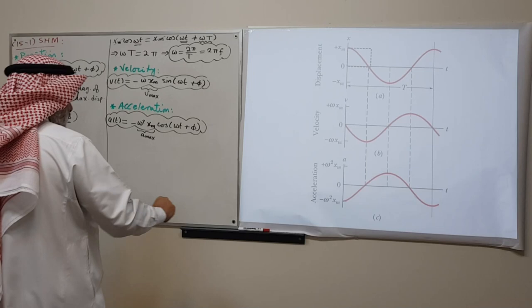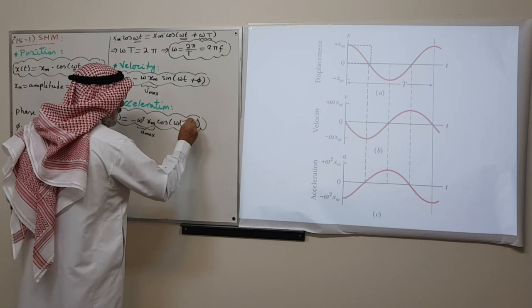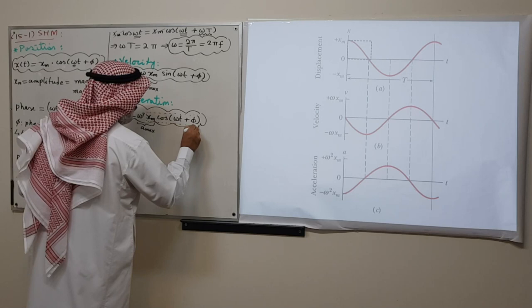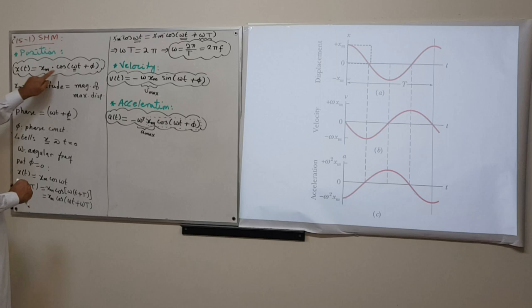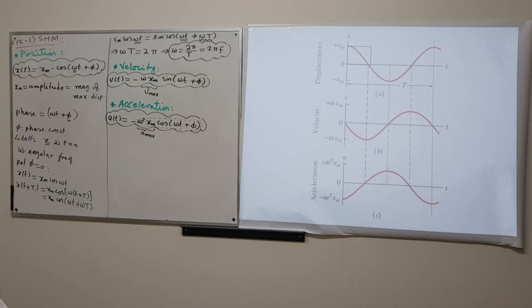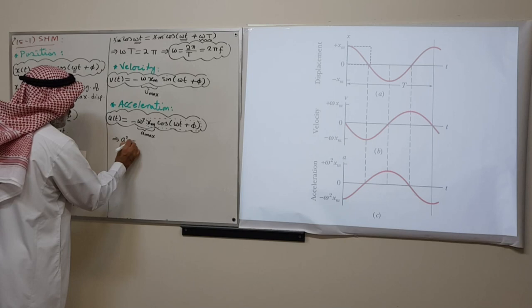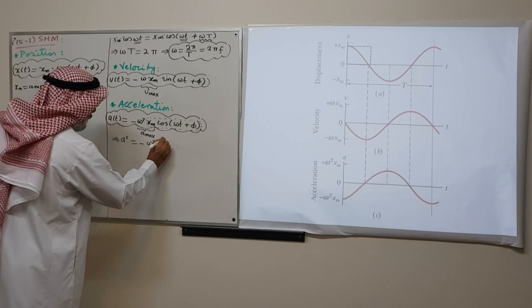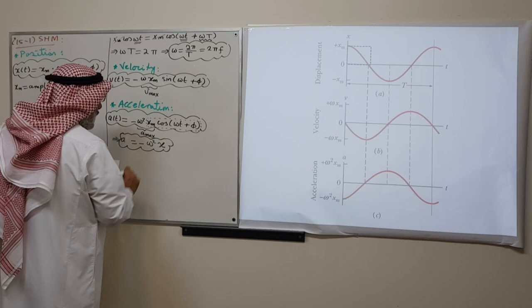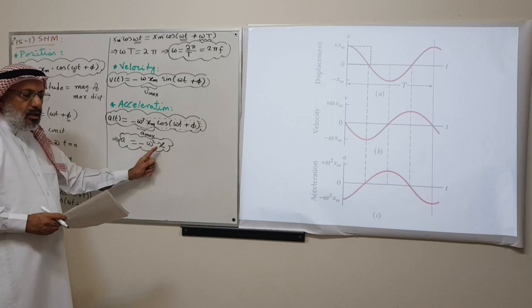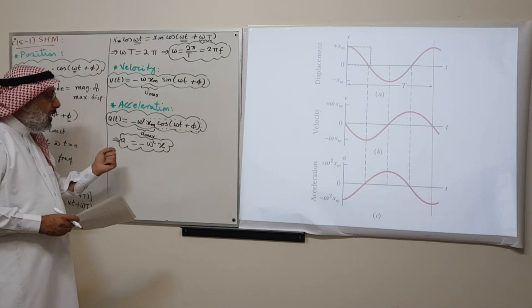Now we can see something interesting. If we compare the acceleration to the position, look at this quantity here. What is it equal to? It is nothing but the position. That's exactly repeated there. So we can write the equation compactly as a is equal to minus omega squared x. So it is opposite to the displacement, but otherwise they are proportional to each other. It's a linear relationship. And the constant of proportionality is the angular frequency squared.